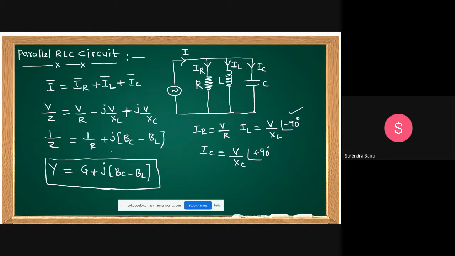Then I want to draw the vector diagram for current triangles. First you draw the current triangle. Same concept that I discussed in series circuits also. But here there are two cases. If IC greater than IL, students, how we can draw? Our reference is voltage vector, because in parallel branches voltages are equal.